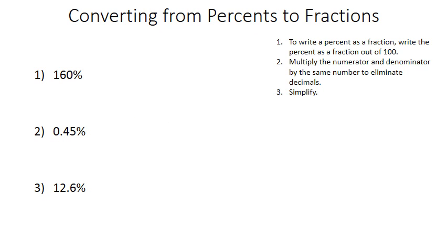Okay, now we're going to go from a percent to a fraction. Now, as you know, percent means per 100. So to write a percent as a fraction, you're going to write the percent as a fraction out of 100. So if this is 160, again, it's 160 out of 100. Now we don't have any decimals in this one, but I'm going to right away divide both by 10 to get 16 out of 10. That's an improper fraction, so that I know that's 1 6/10. That's equal to 1 3/5.